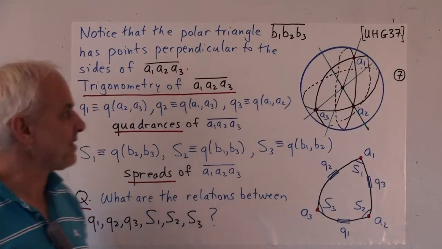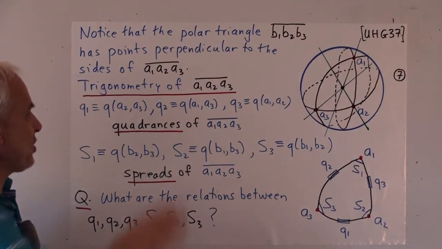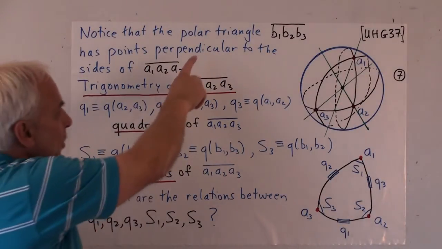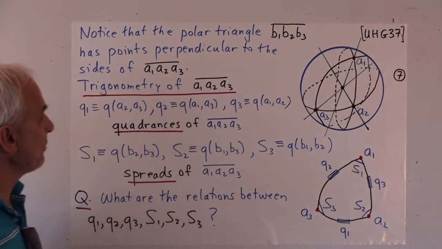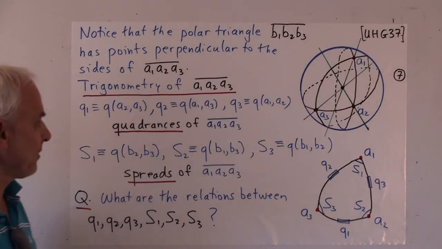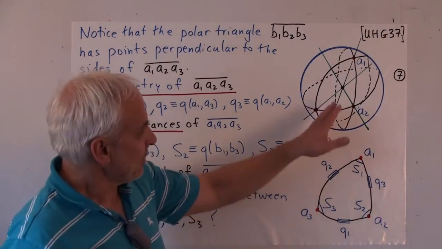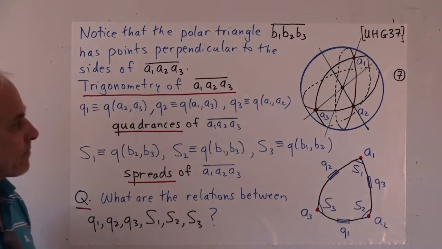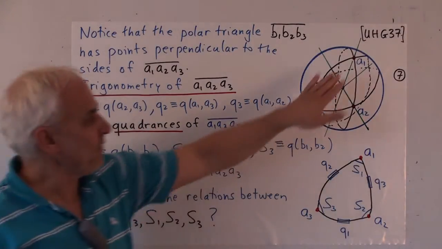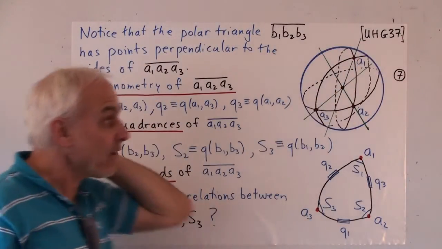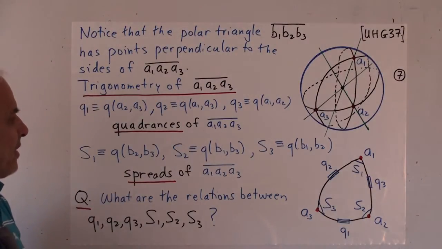All right, so let's have a look at the trigonometry now associated to one of these elliptic triangles, A1, A2, A3. So we know that the polar triangle B1, B2, B3 of, say, this triangle has points perpendicular to the sides of A1, A2, A3. Here's just a picture again of A1, A2, and A3. Now, to remind yourself about this polarity business, you can have a look at UHG 37.